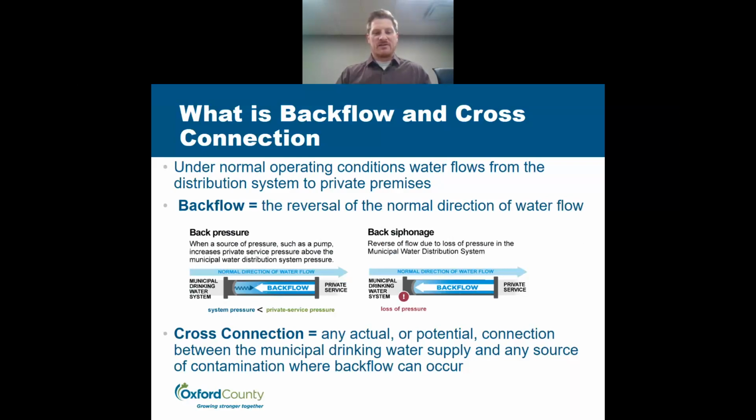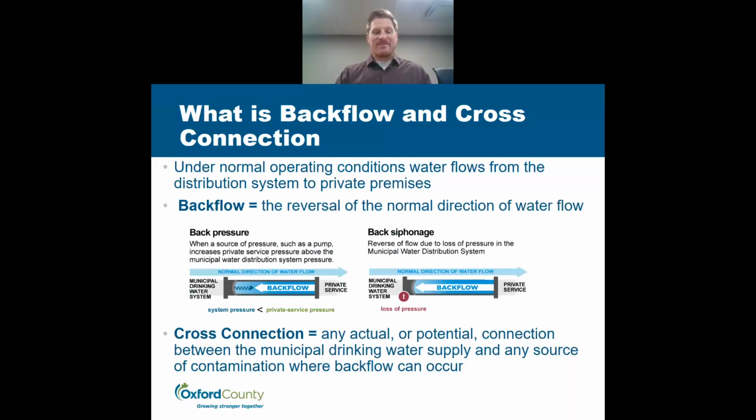And the second, as illustrated on the right-hand side, is back siphonage. This is when the pressure in the municipal drinking water system drops below that of the private water system. And it can be caused by firefighting, where large amounts of water are being drawn off a hydrant, or a repair or break in the water main.